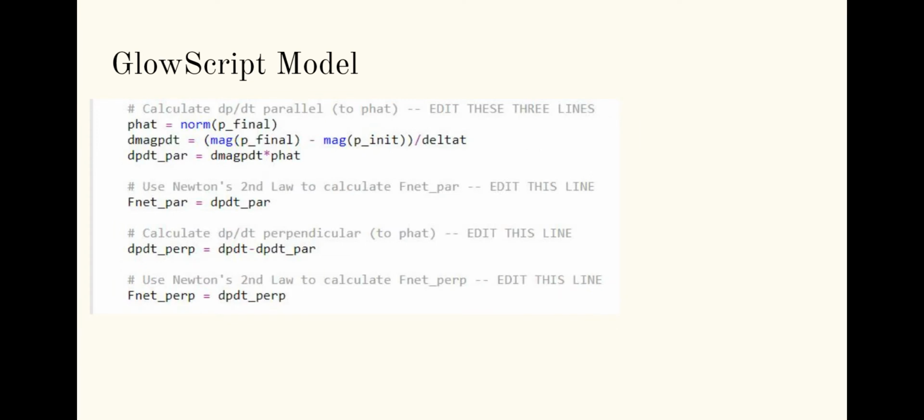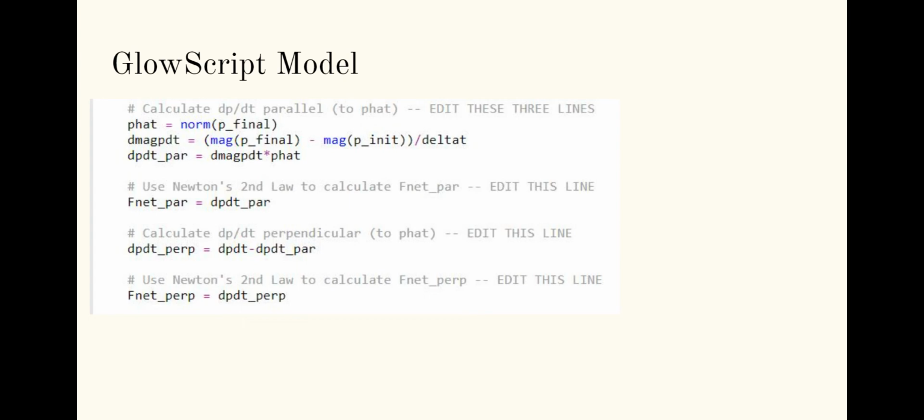From the fundamental principles, it was determined that in order to find dp/dt, the change in magnitude per time, along with the direction, needed to be calculated as p hat equal to the norm of the final momentum, and the change in magnitude of the momentum per unit of time was calculated as the magnitude of final momentum minus the magnitude of the initial momentum divided by delta t. When you multiply these two values together, the parallel component of the dp/dt can be calculated.